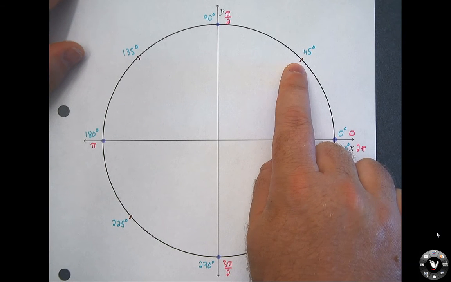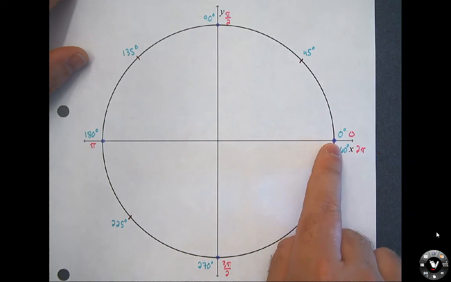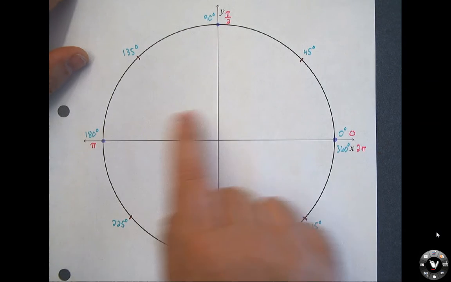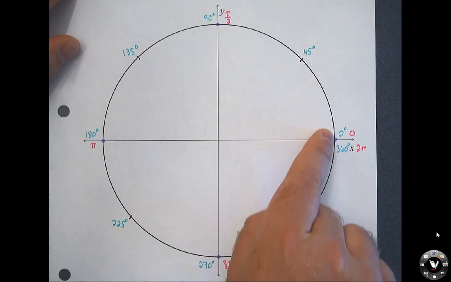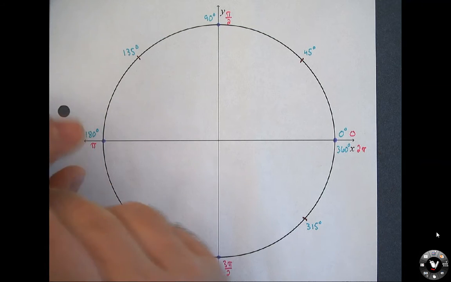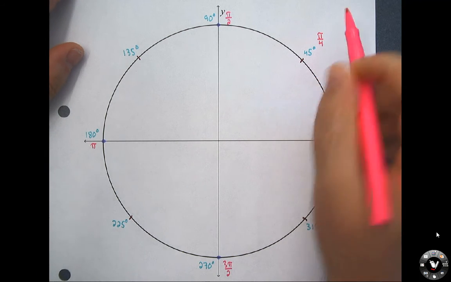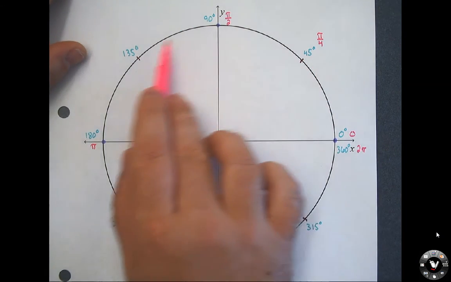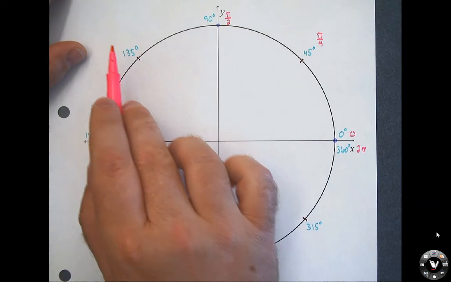Well, I always think about it in terms of how many lengths of 45 degrees, how many gaps of 45 degrees, would I need to get to 180? So I would go 1, 2, 3, 4. So this degree is the same as pi cut into 4 pieces. So halfway around is pi. If I start to make tick marks based on 45s, I would get 4 different sections.